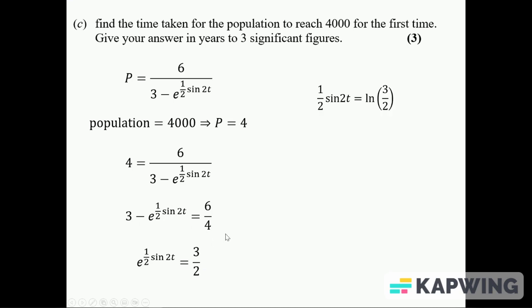And then take the ln's of both sides, half sine 2t is ln 3 over 2. And to get the t, I'm going to have to double both sides, then do sine to the minus 1, and then halve the answer. So half sine to the minus 1 of 2 ln 3 over 2. It's all in radians, of course. Stick it in the calculator, you'll get 0.473.